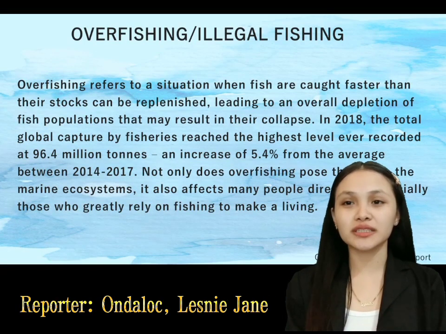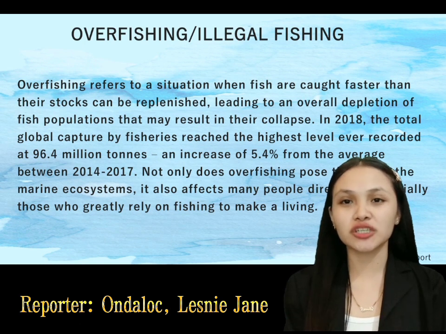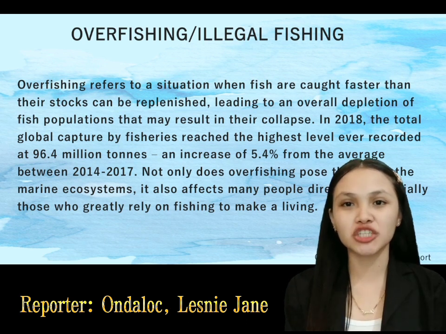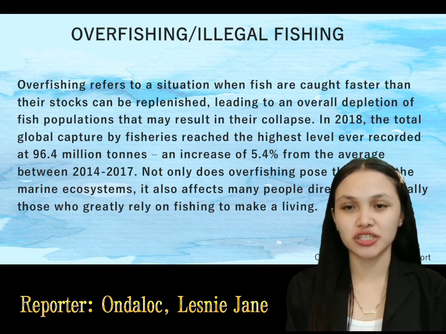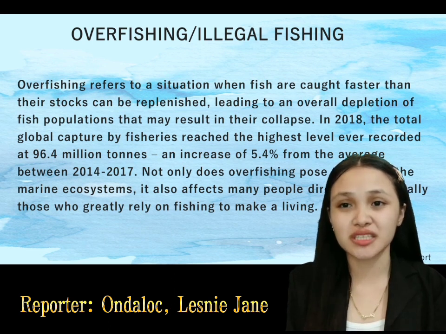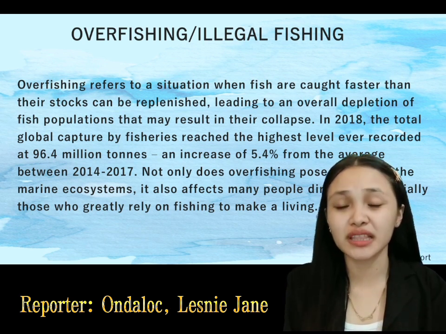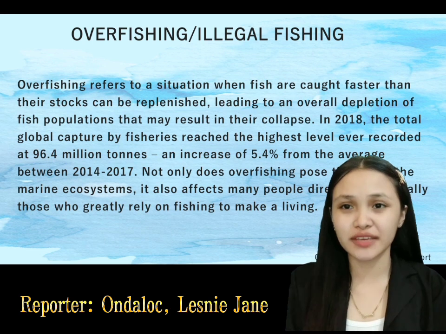Next, we're going to tackle how overfishing increased through the years. Overfishing occurs when fish are caught faster than their stocks can be replaced, resulting in a reduction in fish population that may lead to their extinction. Not only does overfishing threaten marine ecosystems, but it also affects a large number of people, especially those who depend significantly on fishing for a living.